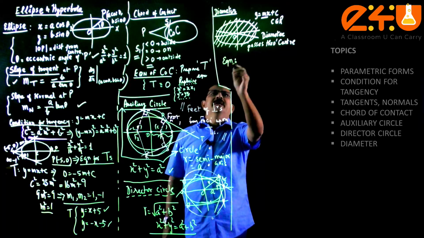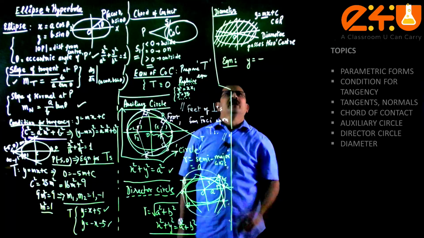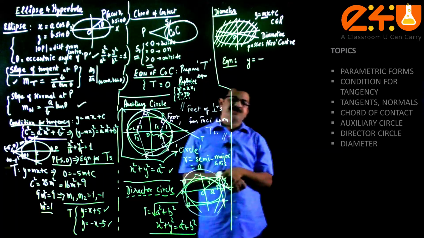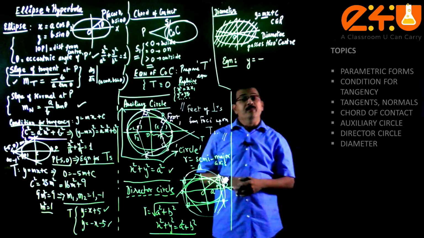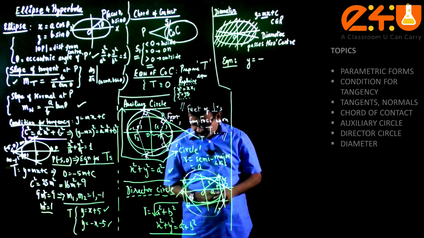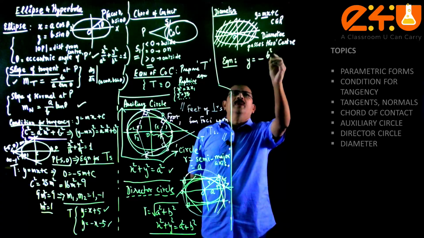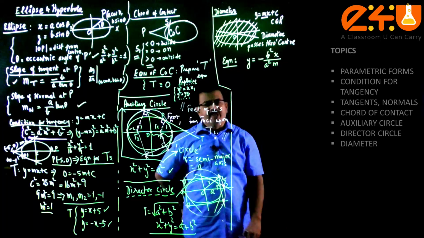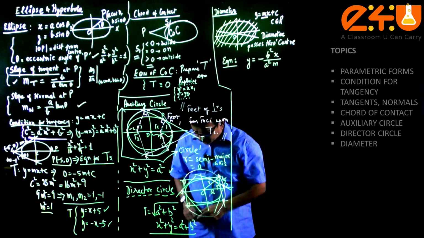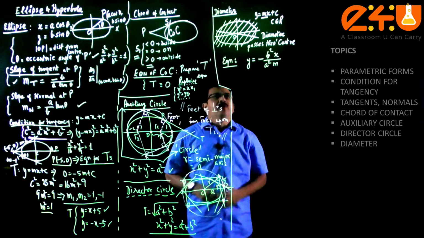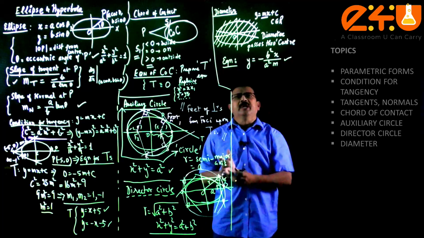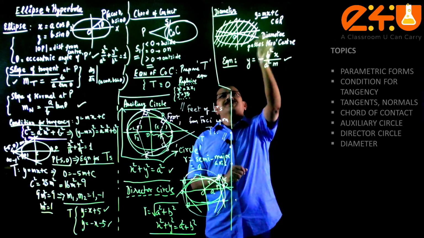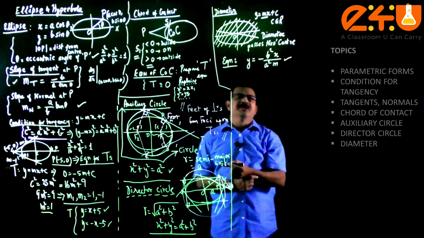So what is the equation of diameter? If slope m is already given, and knowing the equation of the ellipse, thereby knowing the values of a square and b square, you can write it as y equal to negative b square x by a square times the slope m. This is the equation of diameter, where m indicates the slope of the system of parallel chords that we drew.